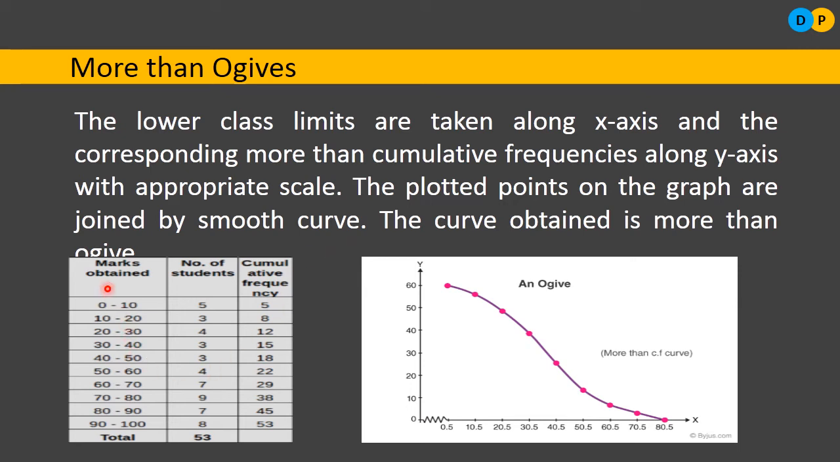For example, here 0, 10, 20, 30 are all the lower limits. So the more than cumulative frequencies will be plotted against these lower limits. Here I have not considered more than; these are less than cumulative frequencies, but actually I need to go with more than cumulative frequencies. If that is the case, first there will be 53 minus 5, which is 48. Similarly, 48 minus 3 is 45. So you'll be getting the more than cumulative frequency. More than cumulative frequencies will be plotted against the lower limit of the class. So we'll be getting a curve of this nature. This is the more than cumulative curve, or else the more than ogive.